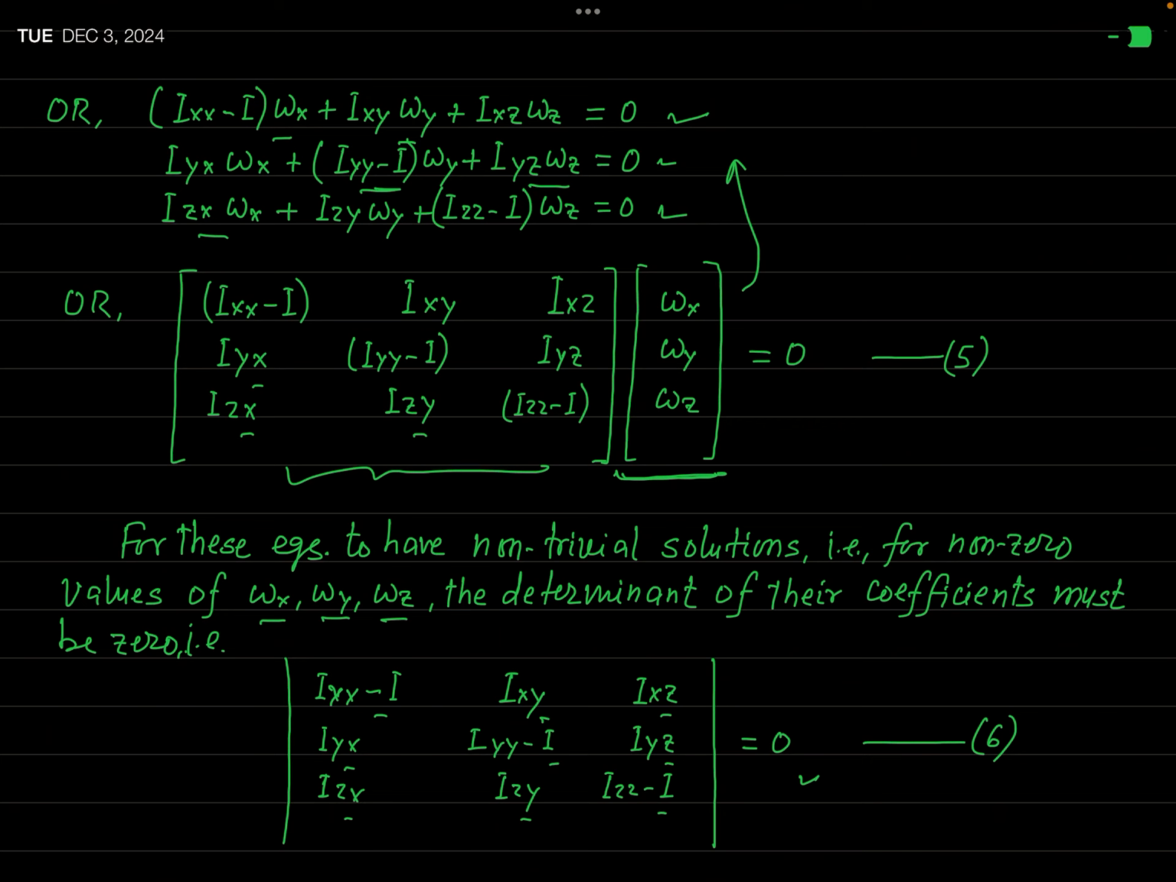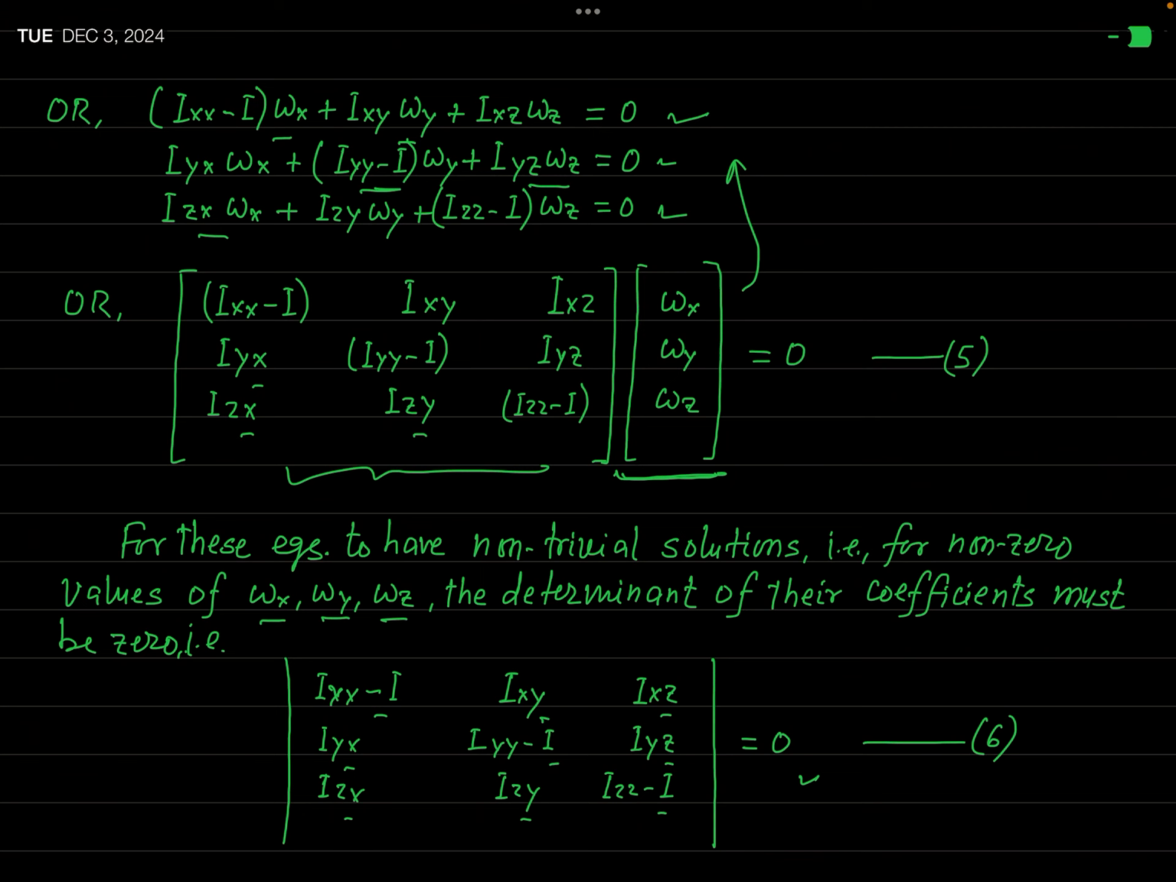Okay? Now you can see, this determinant is cubic in I. First of all, this determinant equation is called the secular equation. What is it called? This is called the secular equation. And its solutions are known as secular values or eigenvalues. Okay? This particular determinant is known as the secular equation, and the solutions of this secular equation are called secular values or eigenvalues.